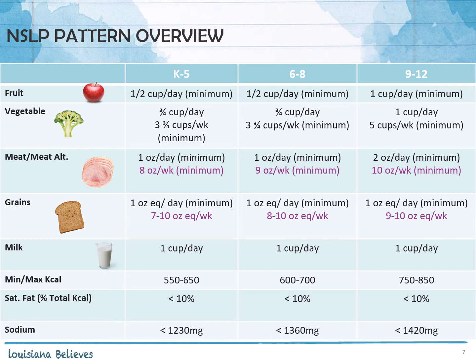Grains have a 1 ounce equivalent requirement daily for all age grade groups, but different weekly requirements. K-5 require 7 to 10 ounces over the week. 6-8 require 8 to 10 ounces over the week, and 9-12 requires 9 to 10 ounces over the week. As a reminder, this is based off of a 5-day school week. Weekly requirements are adjusted accordingly for a 4-day school week.